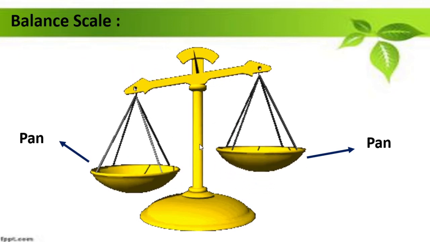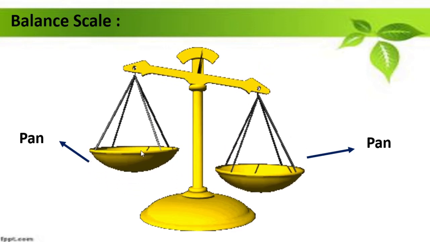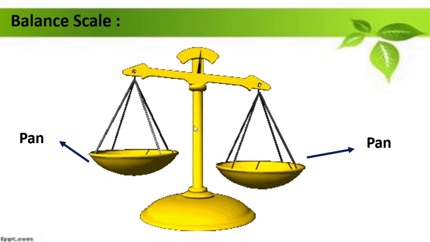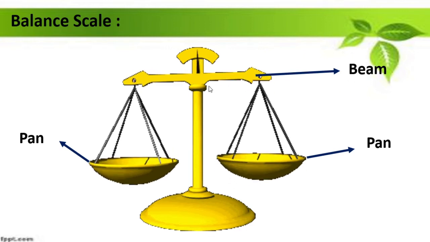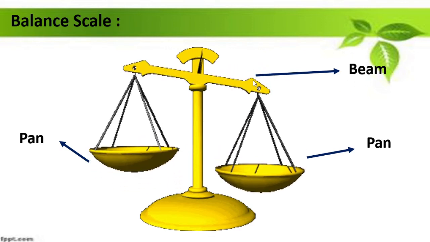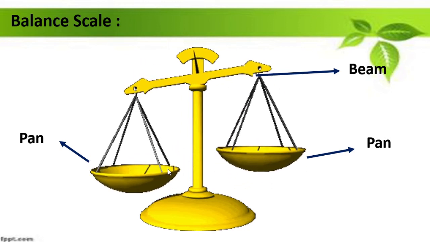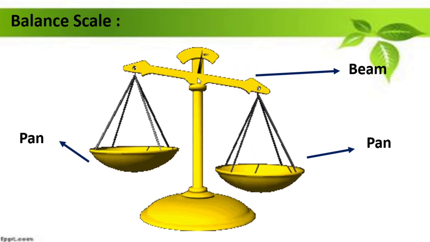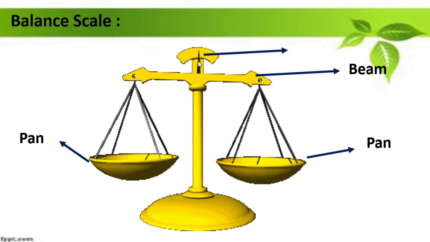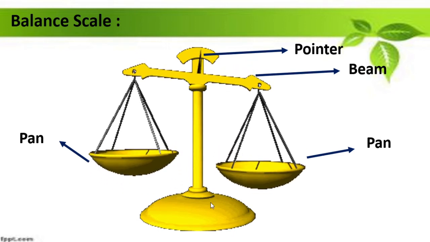Okay, and here one stand-like structure is there, and here one horizontal structure which carries the two pans, isn't it? Now this horizontal structure is called the beam of the balance scale. Okay, this is called the beam. On both sides of the beam, the pans are hung, right? And see, this is a pointer. This tells us the reading. What is this called? Pointer. Okay. Now, how to use this? We will go through.